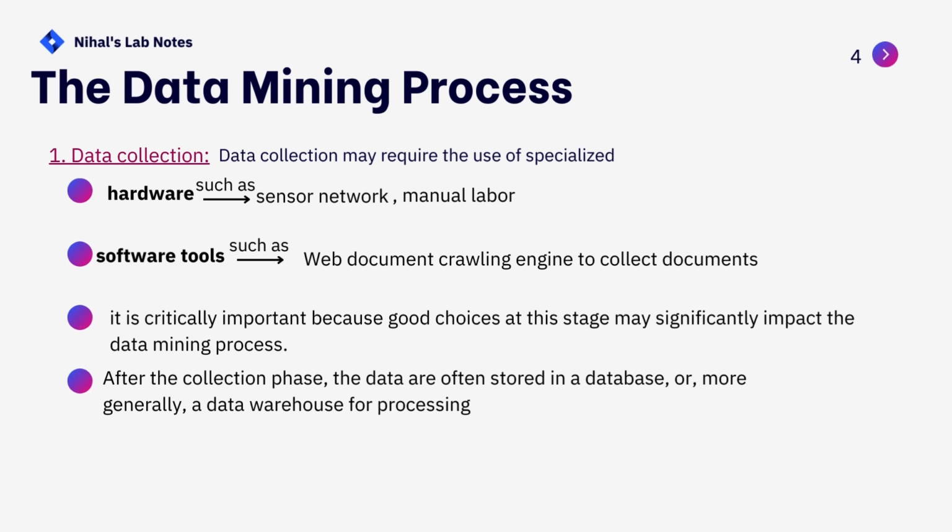As you see, the data collection may require the use of specialized hardware such as a sensor network, manual labor, and software tools such as a web document crawling engine to collect documents. It is critically important because good choices at this stage may significantly impact the data mining process. After the collection phase, the data are often stored in a database or more generally a data warehouse for processing.